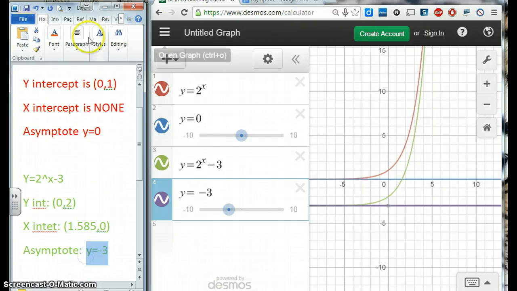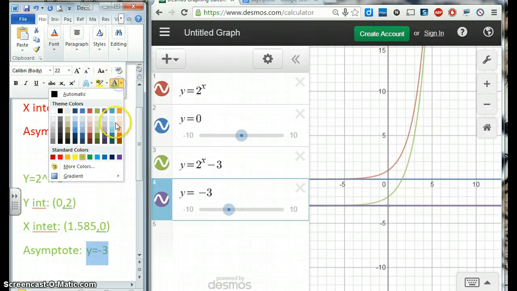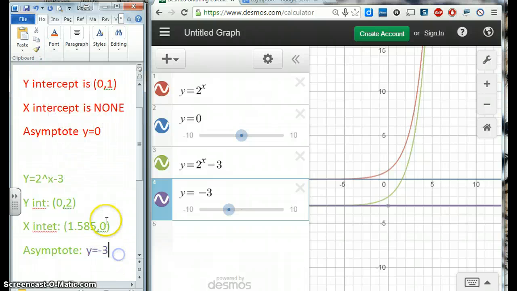I wish I could make that in purple. Let's see, just for fun. Okay. All right. Next.